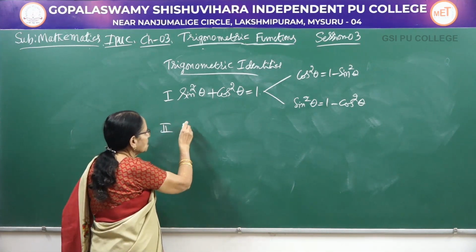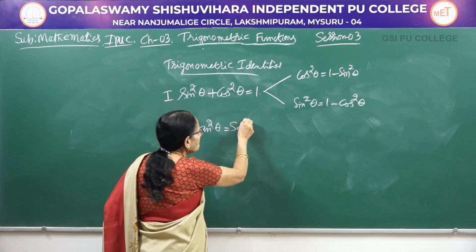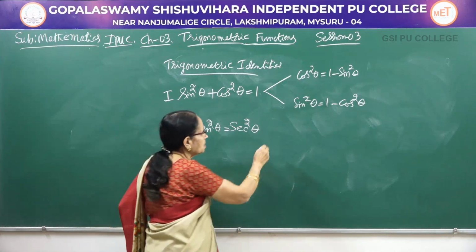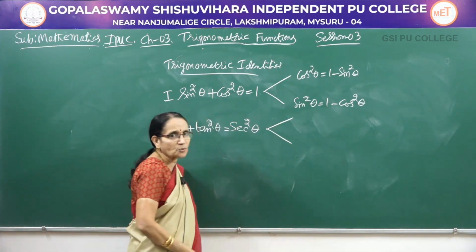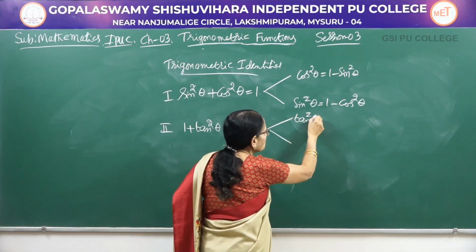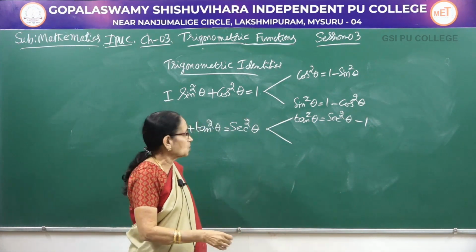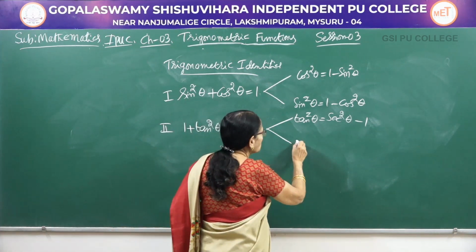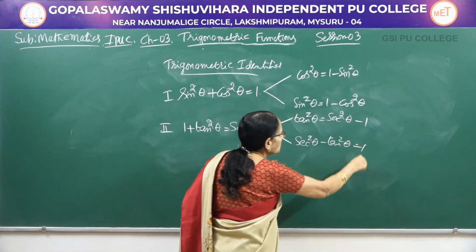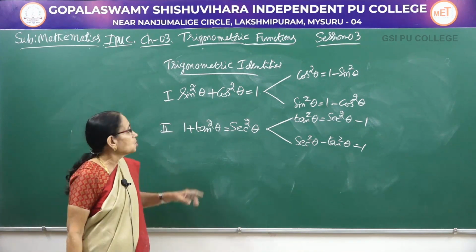Now, take the second identity. It is 1 plus tan square theta is equal to secant square theta. Even this can be written in two different ways. One is retain tan square theta, then 1 is shifted to the other side. So tan square theta can be written as secant square theta minus 1. Or keeping 1 there as it is, you can write secant square theta minus tan square theta equal to 1. Like this, the second identity also can be expressed in two different ways.